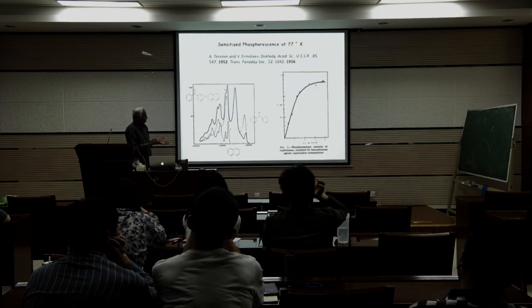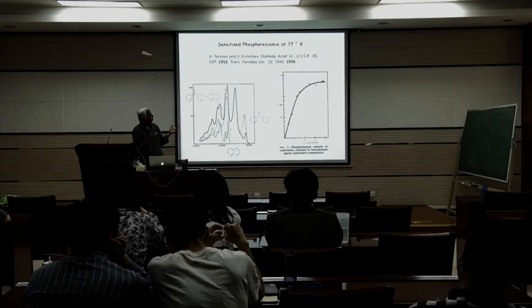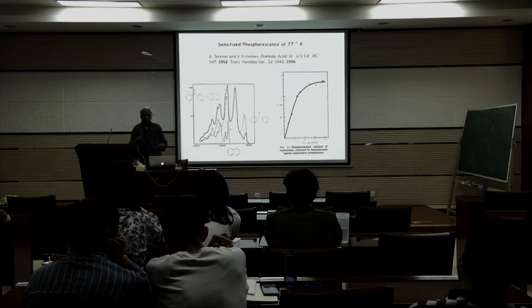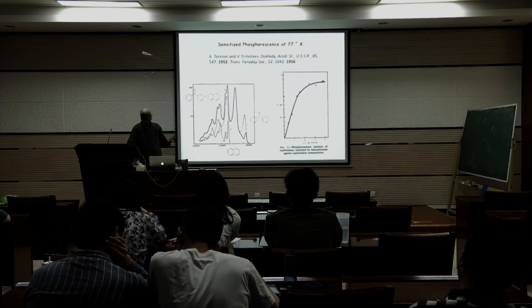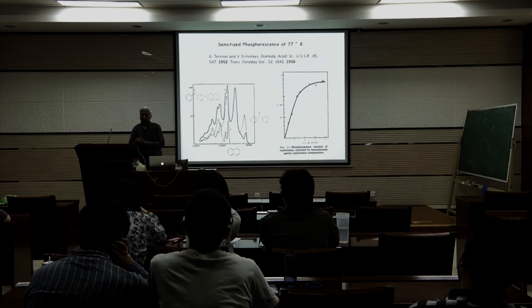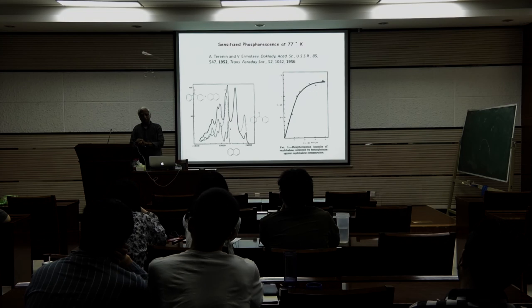How fast it is and how much you get depends upon the distance between the two. You can control the distance in a glass by controlling the concentrations, and find out the distance between naphthalene and benzophenone. This was established for the first time in the 1950s.